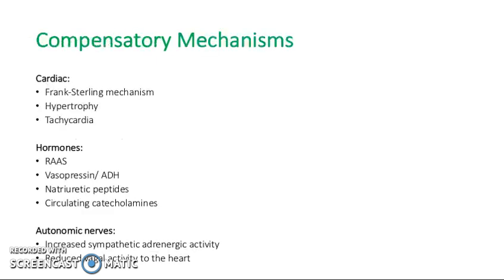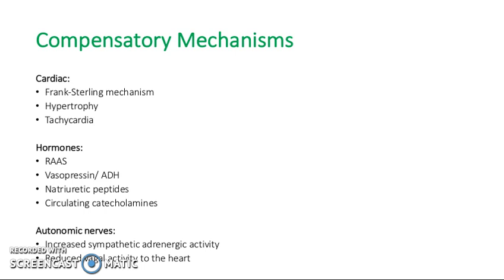So compensatory mechanisms: as we've got increased workload but a reduction in cardiac output and contractility, certain compensatory mechanisms are activated to compensate for this excess workload. Within the heart we'll have the Frank-Starling mechanism, which relates preload to force of contractions. We'll have hypertrophy, which is an increase in the size of the heart muscle in order to produce more forceful contractions, and tachycardia, which is an increase in heart rate in an attempt to pump more blood out of the heart.